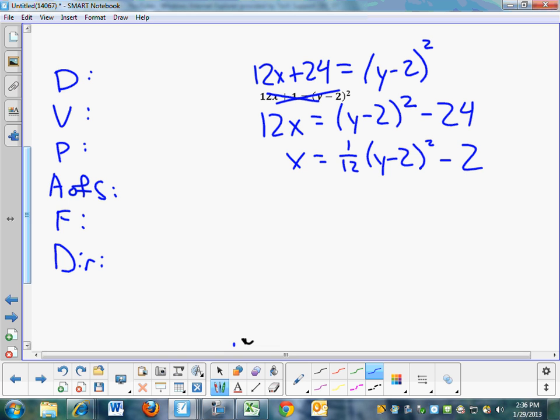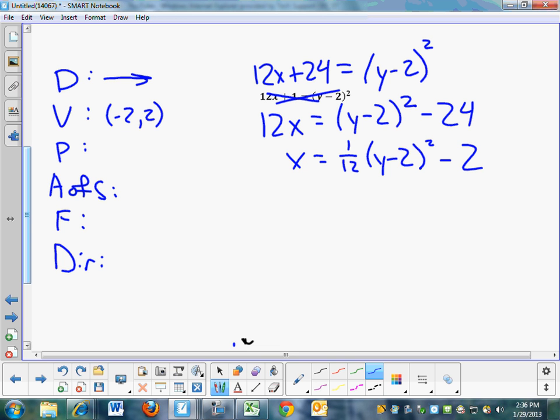Direction, up or down, right or left? Right. It's an x equals, so it's horizontal. It's positive, so it's to the right. Vertex. Close, no cigar. Oh yeah, no, I'm sorry, you're right.